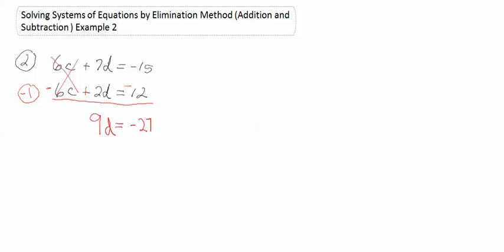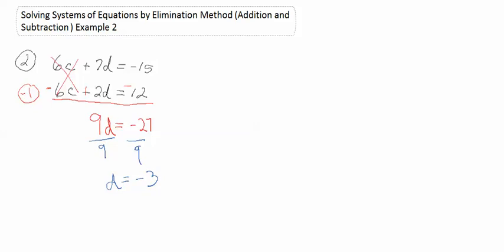I'm going to go ahead and divide by 9, divide by 9. So my d is equal to, 9 will go into negative 27, negative 3 times. I take this d, which is negative 3, and I'm going to plug it into one of my two original equations, and I'm going to go ahead and choose to plug it in to the top one.